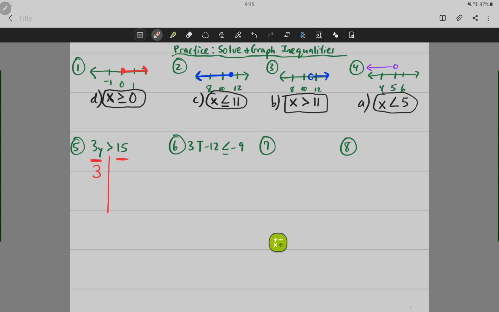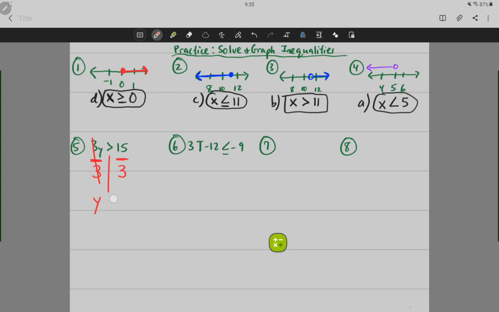So also divide that by 3. Now on the left side, 3 divided by itself is 1. We don't have to put 1, just cancel them out. Bring down our variable y. Bring down our inequality symbol, which is greater than.